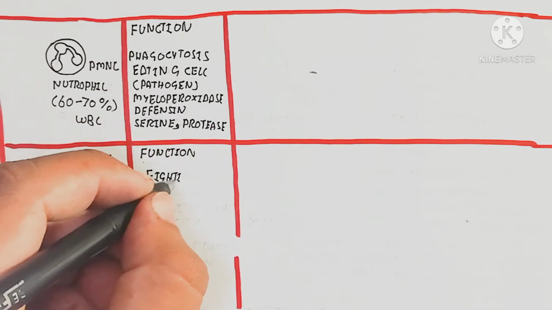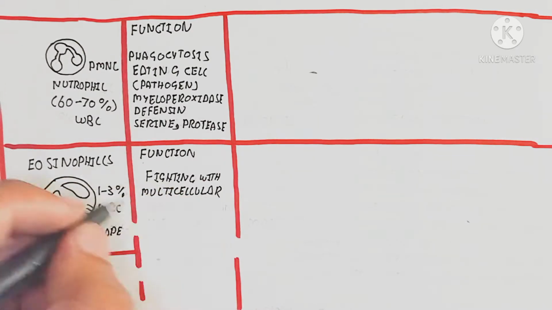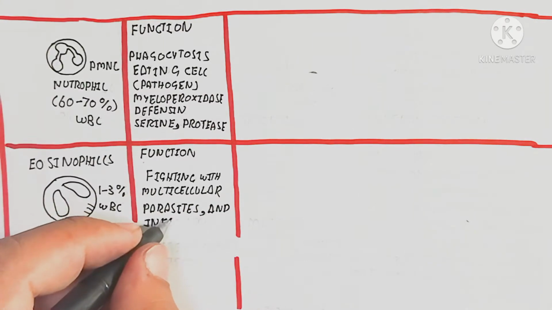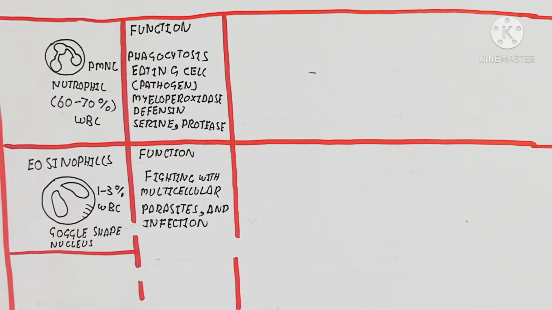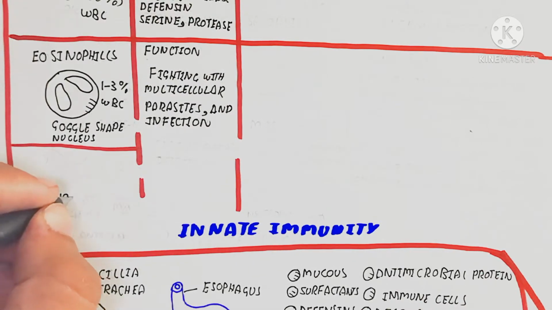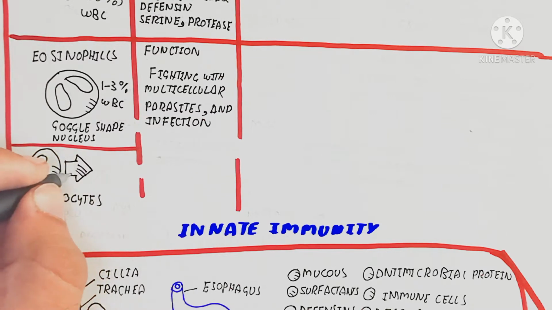So the function of neutrophil is basically fighting multicellular parasites at the infection site. Where an infection occurs, for example a viral attack, the neutrophil is used. That neutrophil has a goggle-shaped nucleus.